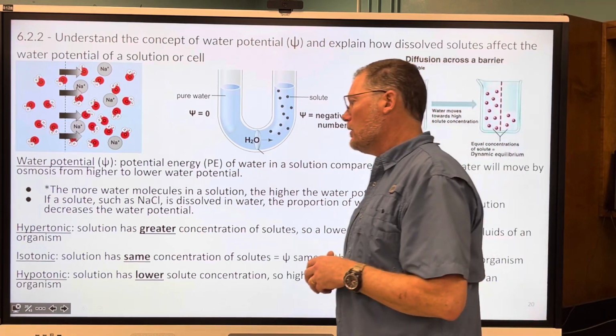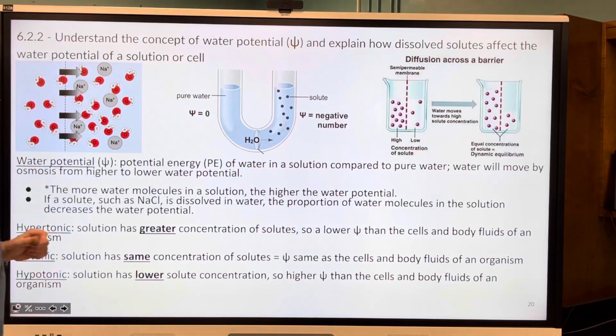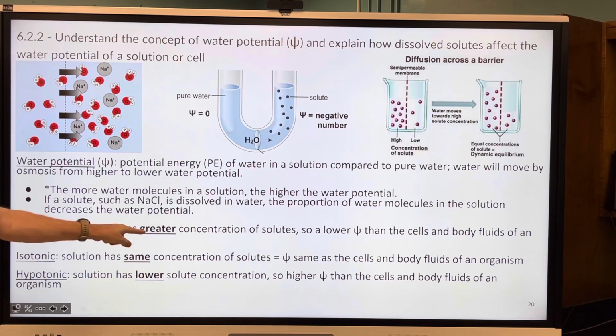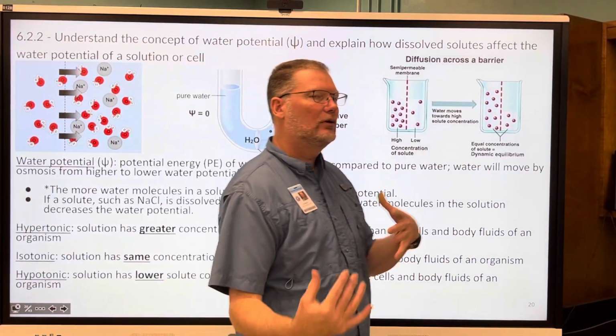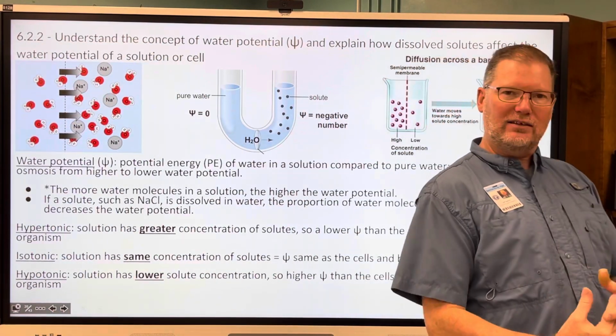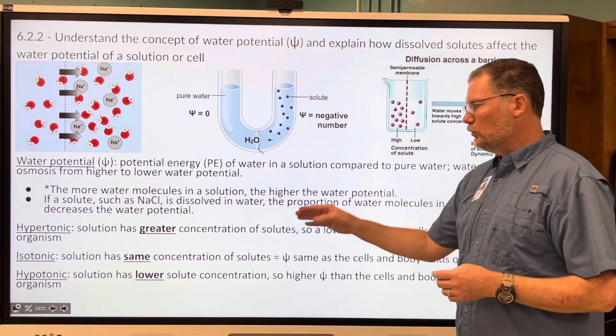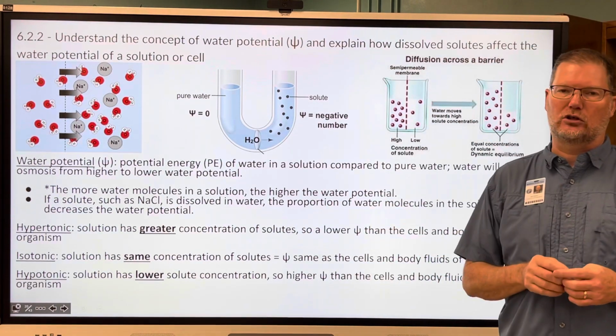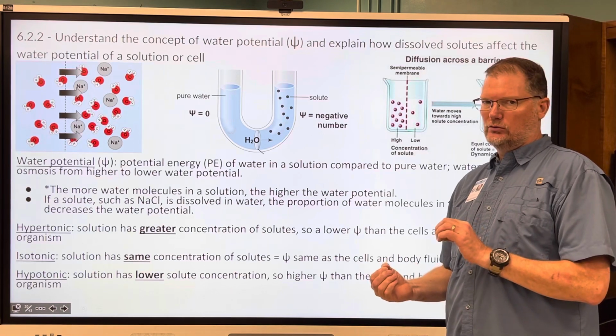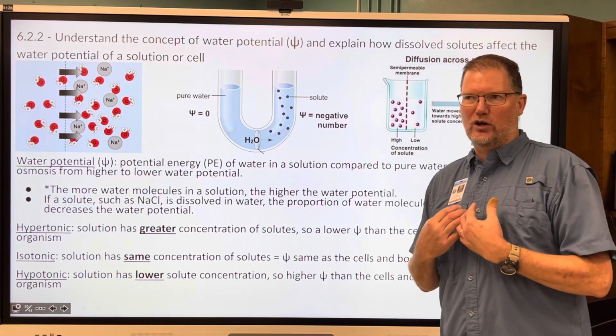Okay? So hypertonic, isotonic, and hypotonic are also words that you should have learned in biology class, or maybe even in chemistry class. Okay? So hyper, greater, like hyperactive, you have a greater activity. So the solution has a greater concentration of solutes. It's then the organism. We're talking about the organism.